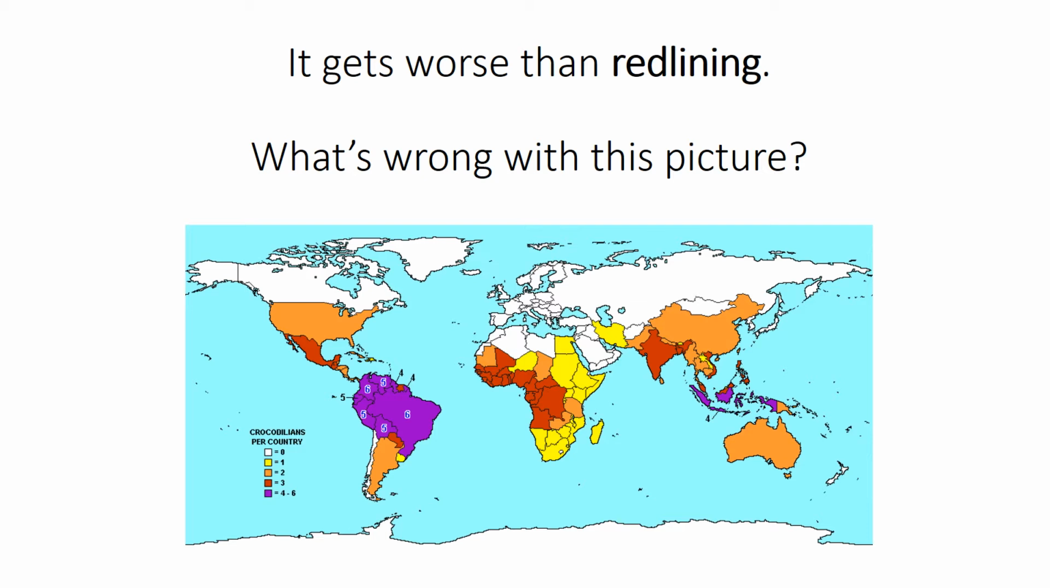This is a map of crocodilians per country. I don't even remember where I grabbed this one. But it's color-coded, so certainly we can talk a little bit about the appropriateness of that color scheme. It's not terrible, but probably something like a unipolar scheme that goes from light to dark of one given color would be a little bit better. But that's not really the big problem here.